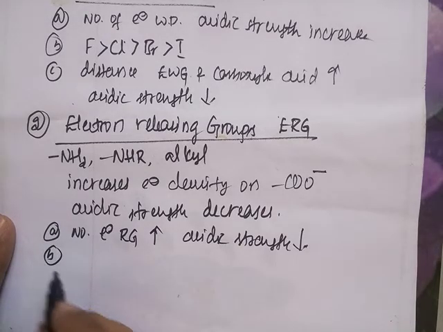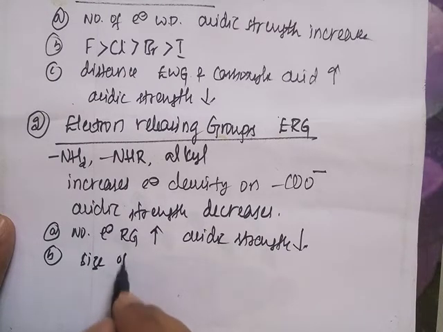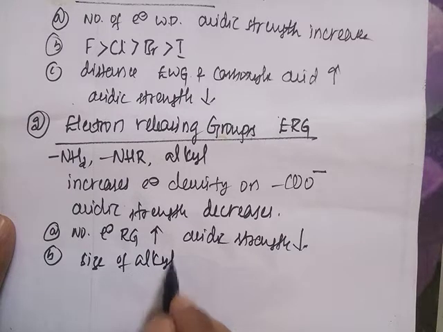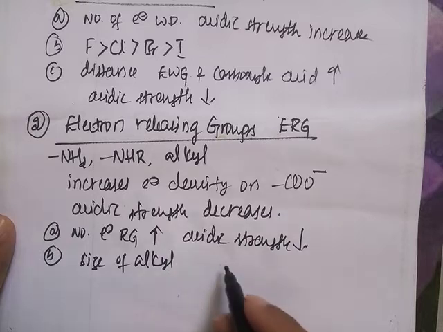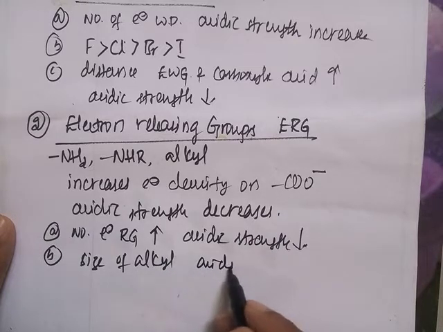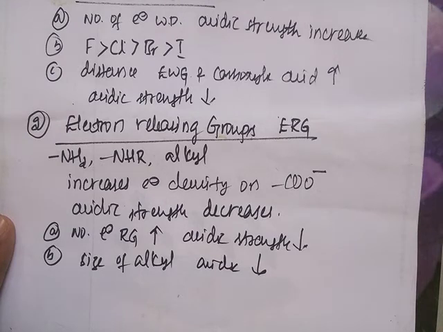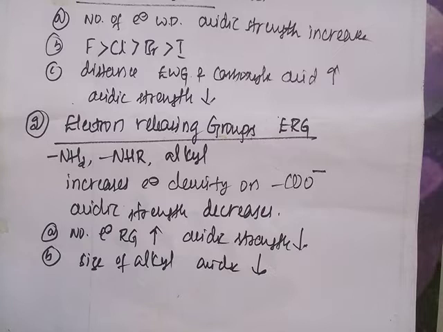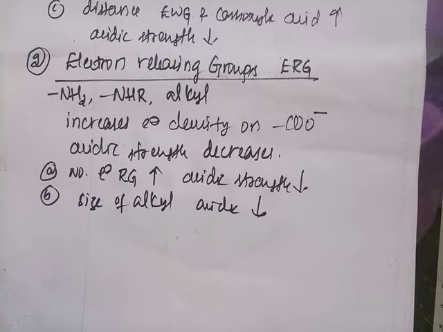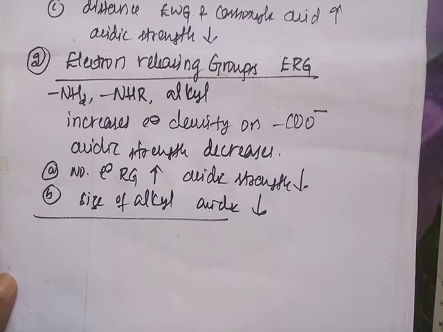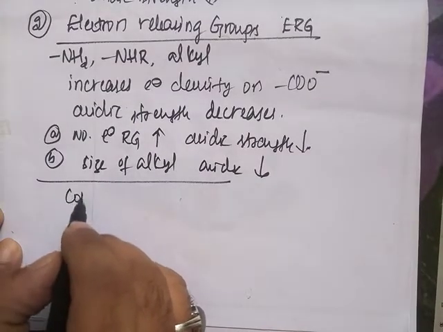The next factor is that as the size of the alkyl group in the carboxylic acid increases, the acidic strength decreases. So these are the two factors which affect the acidic strength of carboxylic acids. Let us compare the acidic strength of some of the acids.